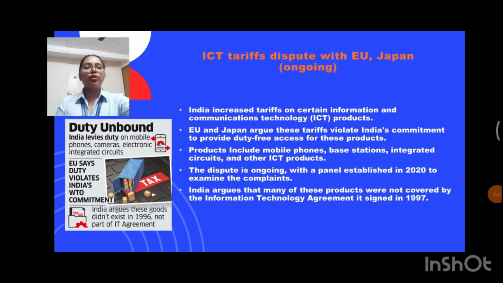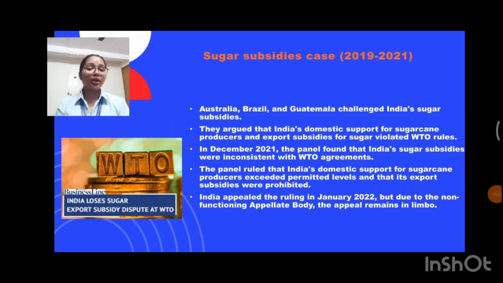Now we'll look into the sugar subsidies case. So in 2019, Australia, Brazil and Guatemala initiated a dispute against India at WTO, focusing on domestic support measures for sugarcane and sugar exports. These countries, being major sugar exporters, argued that India's support exceeded WTO limits and included prohibited export subsidies. So in December 2021, a WTO panel found that India's domestic support of sugarcane producers exceeded the permitted level of 10% of total value of production.